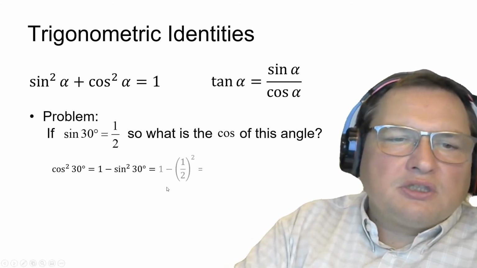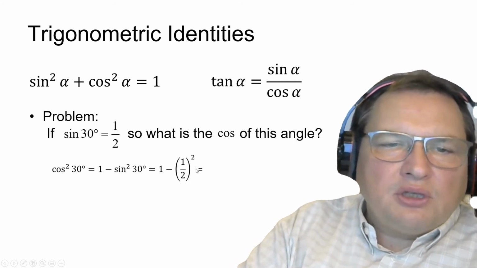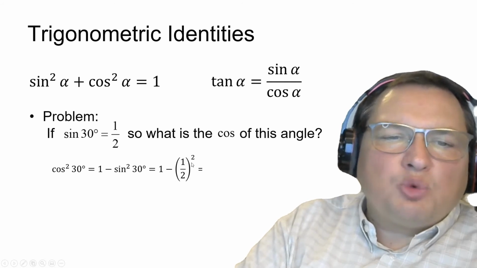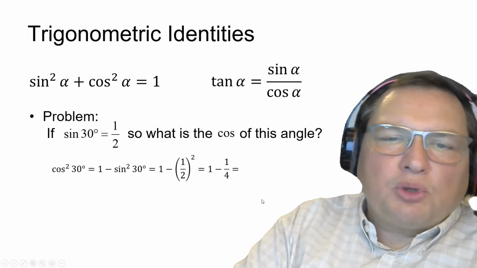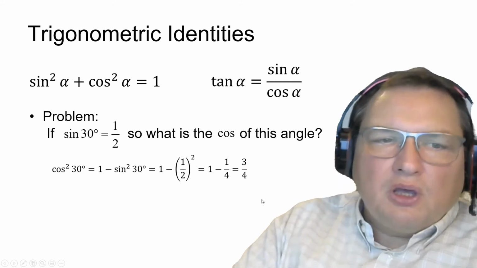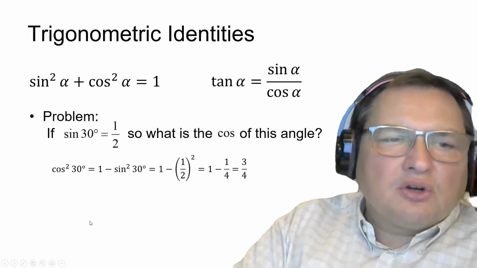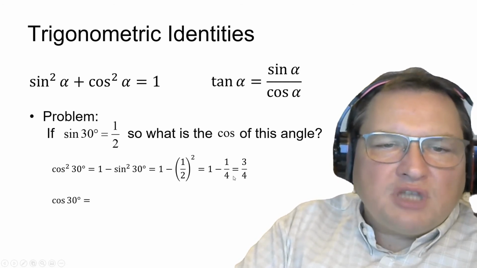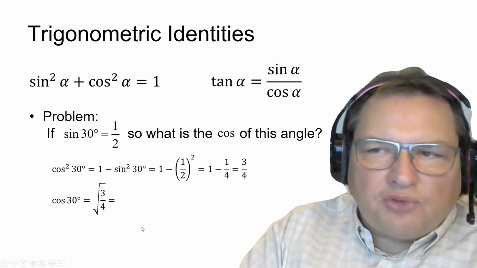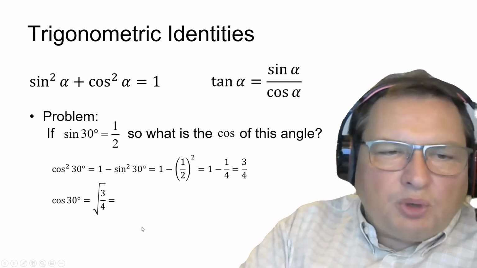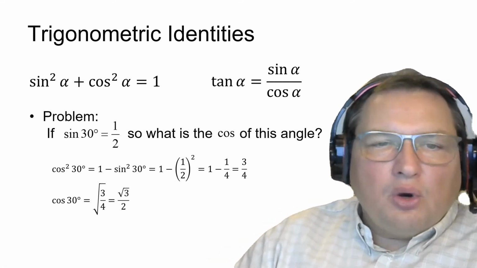So we can substitute this with 1 minus (1 over 2) squared. 1 over 2 squared will be 1 squared over 2 squared, so 1/4. 1 minus 1/4 is 3/4. That's the value of cosine squared 30 degrees. Cosine of 30 degrees will be the same value under the square root. So it's the square root of 3 over the square root of 4. But the square root of 4 is 2. Therefore, the result is square root of 3 over 2.